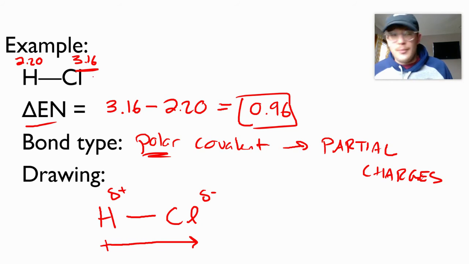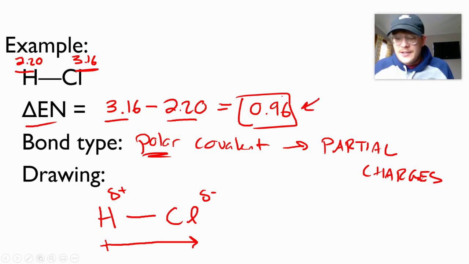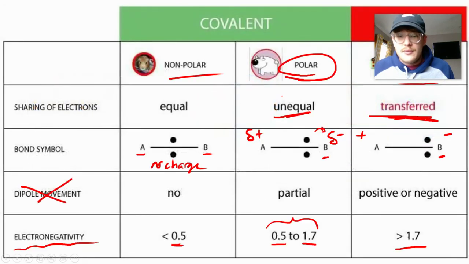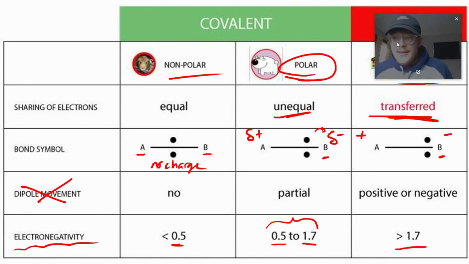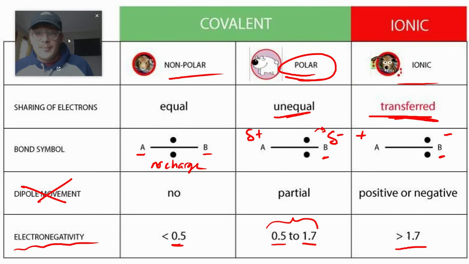All right, to recap, what do you do? You write down the electronegativities of each element. Then what? Then you find the difference between those electronegativities, okay? Higher number minus the lower number. Then you get this difference. Then you take that difference and you go to the chart. And you say, okay, is that difference less than 0.5? Is it between 0.5 and 1.7? Or is it greater than 1.7? And then that's going to tell you what kind of bond it is.